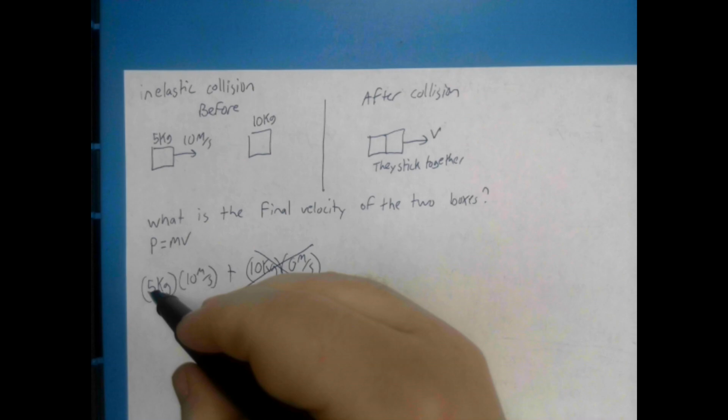So on the final momentum, since they're stuck together, we can treat them as one mass. So 5 kilograms plus 10 kilograms times the velocity. 5 plus 10 is 15 kilograms. And we can divide both sides by 15 kilograms, which cancels out on that side. And we get a final velocity of 3.333 carried meters per second.